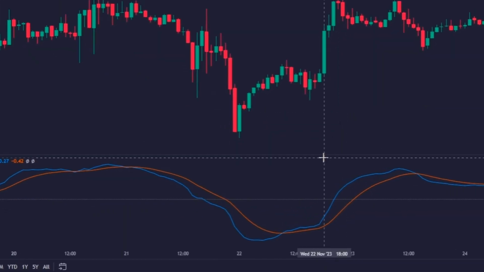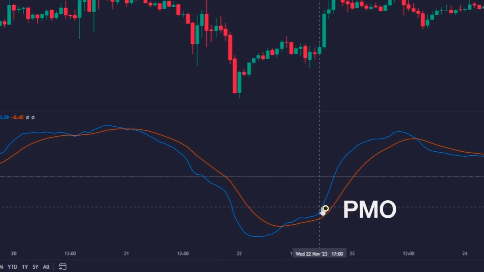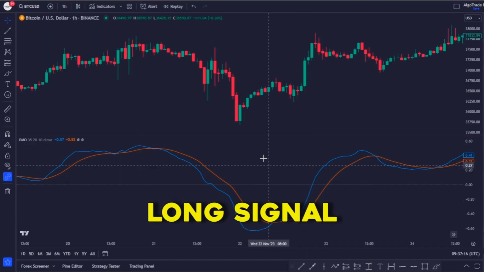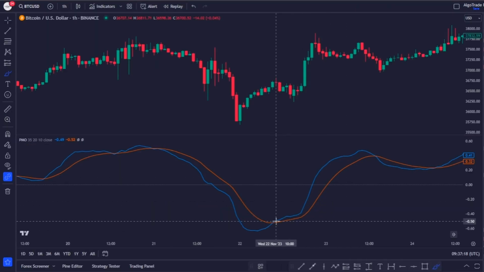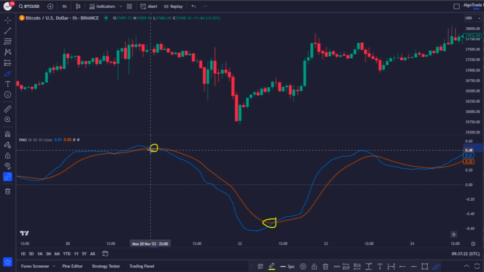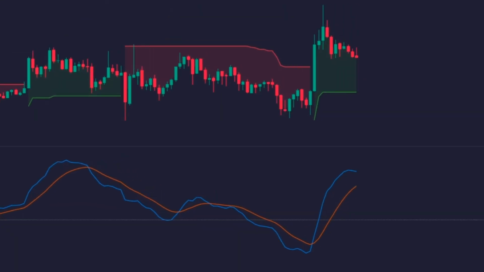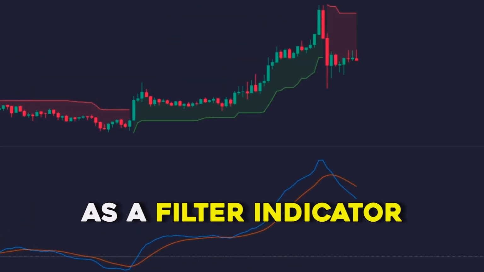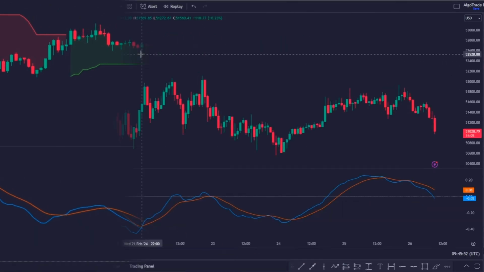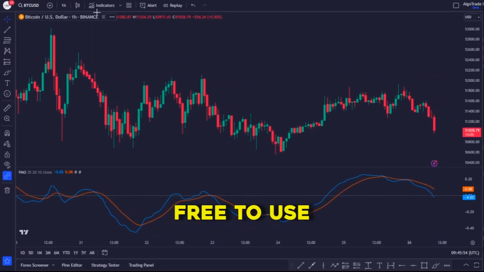The PMO is formed by this blue line, which is called PMO, and by this orange one, which is the signal line. Usually, a long signal appears when the PMO line crosses above the signal line, and the short signal appears in the opposite condition. Simple as that. In addition, you can also use this indicator as a filter indicator to confirm entry signals from other indicators. On the TradingView chart, this indicator is free to use.